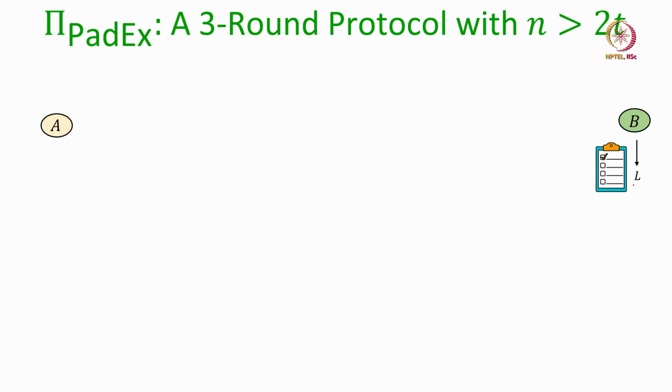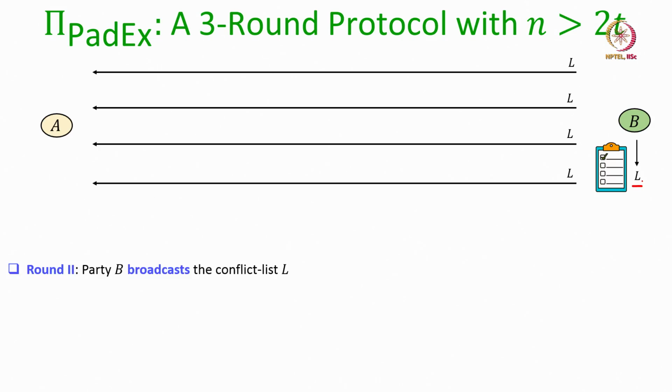Now, once B has prepared the conflict list, it broadcasts it, and when I say broadcasts it, I mean that it sends the copy of L identically over all the n wires. So, do not confuse this term broadcast with the reliable broadcast protocol which we had discussed earlier. Here the broadcast means sending the same content over all the n wires to the other party.